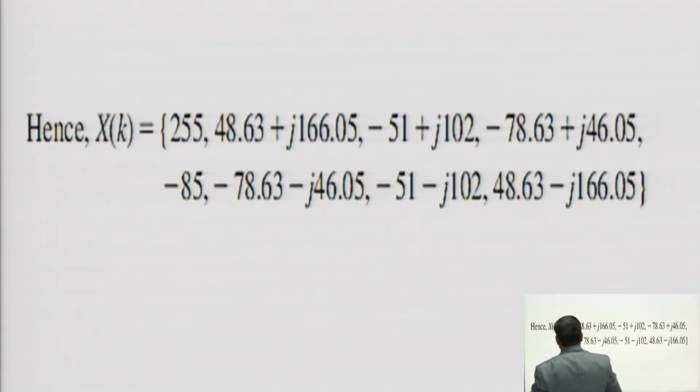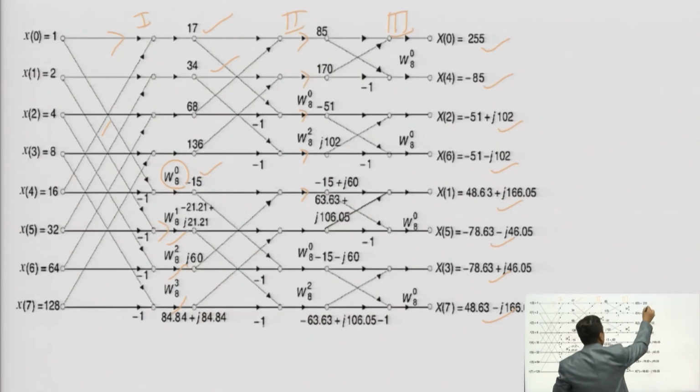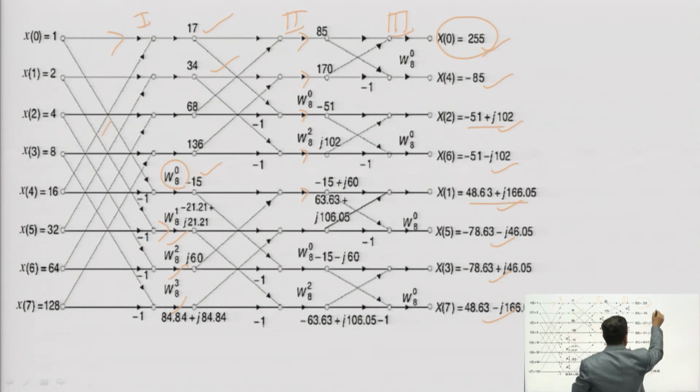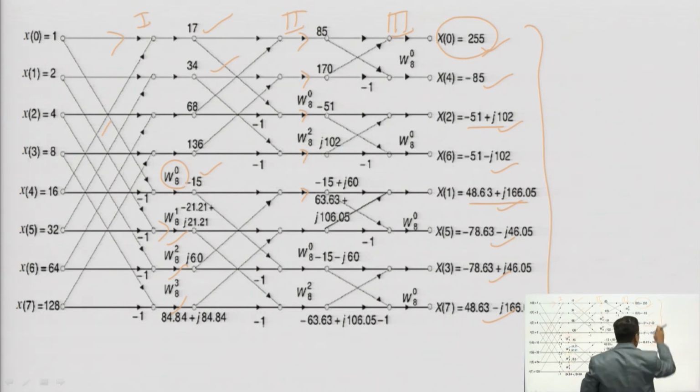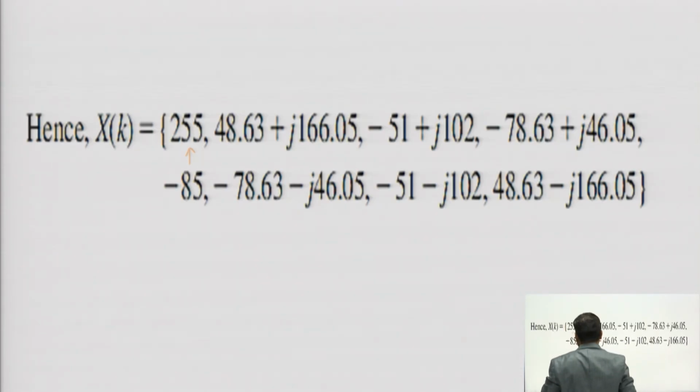Now, this will be the answer. At 0, your value will be 255. At 1 it will be this one, at 2 this one, because you are decimating in the frequency domain. So, these are not in natural order, these are in reverse order. And you have to give the answer in this way: at 0, at 1, at 2, at 3, 4, 5, 6 and 7, because you have to calculate your value up to the 8 samples from 0 to 7.